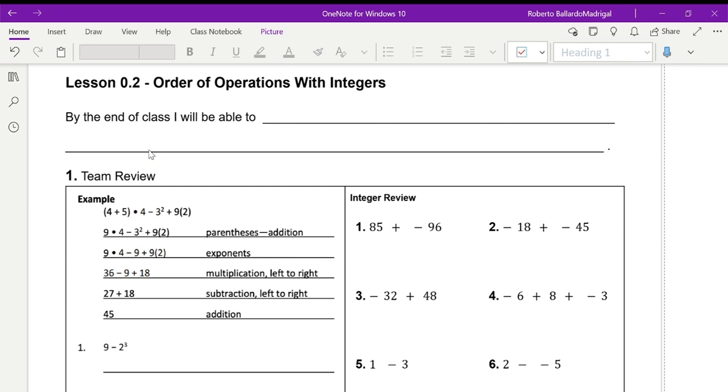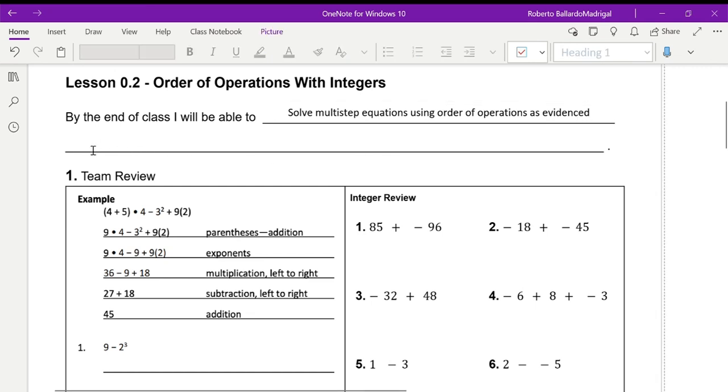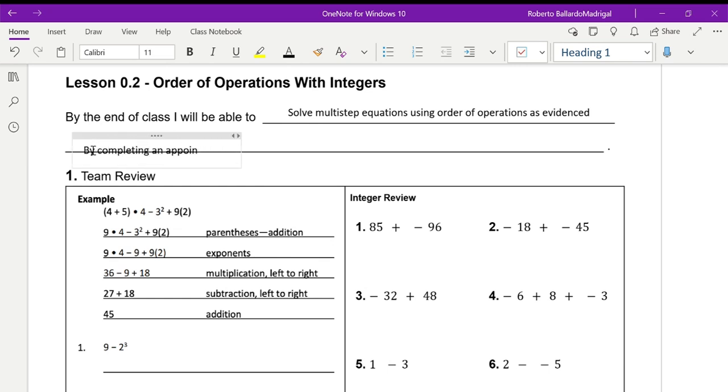So what I want you guys to write in the first blank, by the end of class, I will be able to solve multi-step equations using order of operations, as evidenced by completing an appointment book.